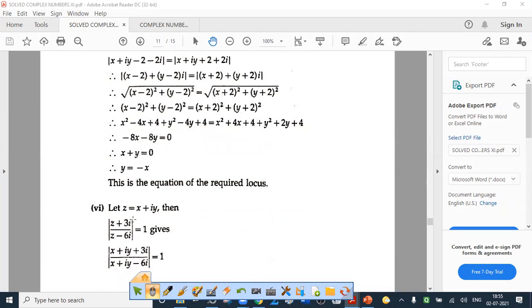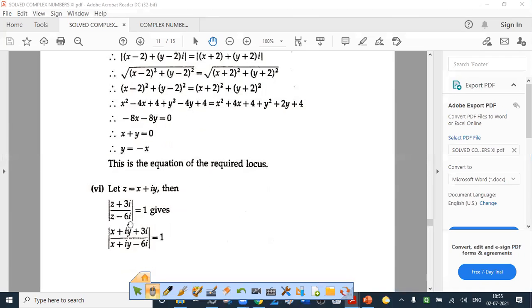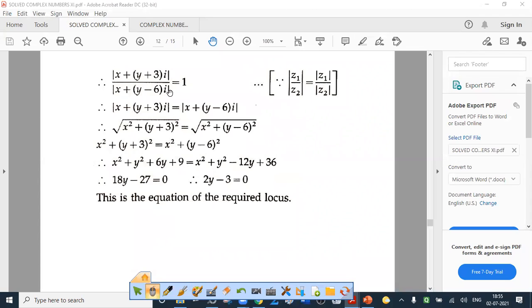Then sum number 6. Z is x plus iy. What is given? Mod of z plus 3i upon mod of z minus 6i equal to 1. Now replace it by x plus iy. Now cross multiply, or you may say first that modulus of quotient is modulus of numerator upon modulus of denominator, and then cross multiply. Now you know how to find the modulus. Rearrange the terms to get this equation.